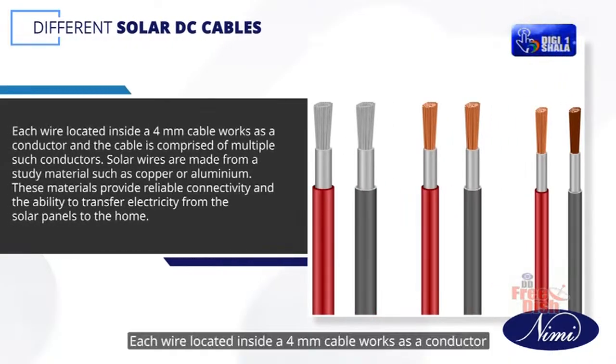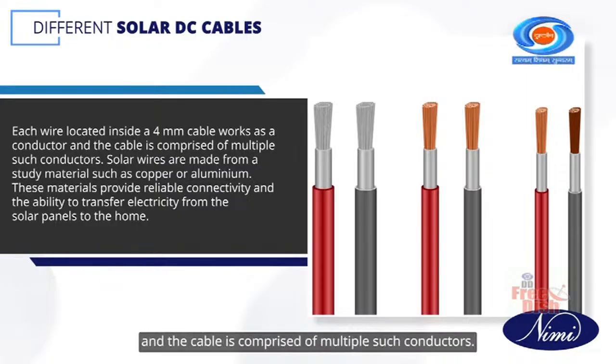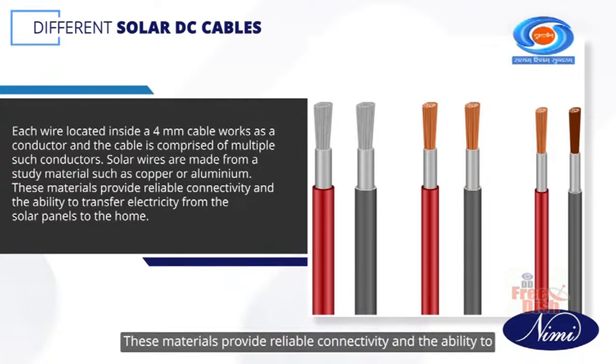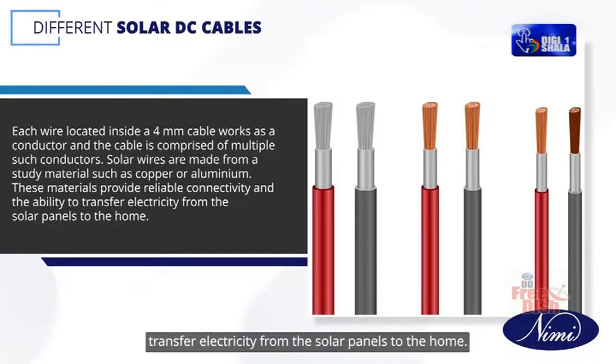Each wire located inside a 4 mm cable works as a conductor, and the cable is comprised of multiple such conductors. Solar wires are made from a sturdy material such as copper or aluminum. These materials provide reliable connectivity and the ability to transfer electricity from the solar panels to the home.